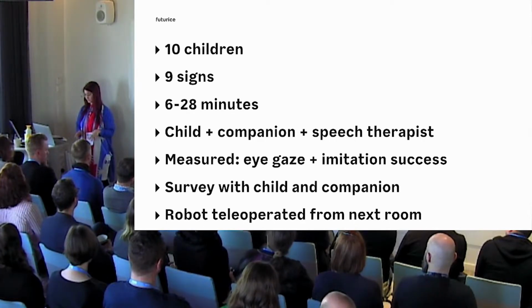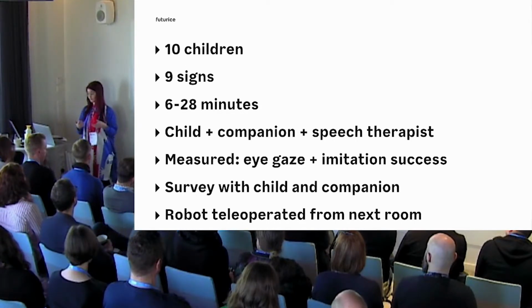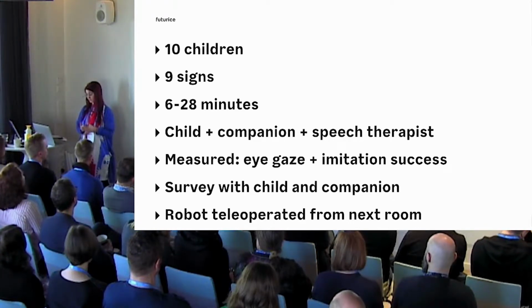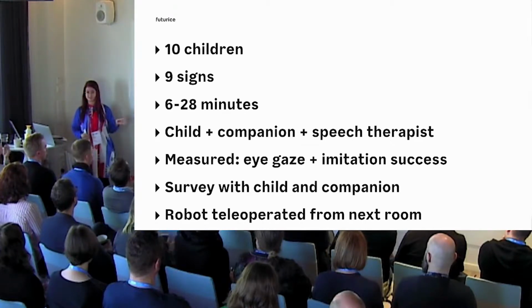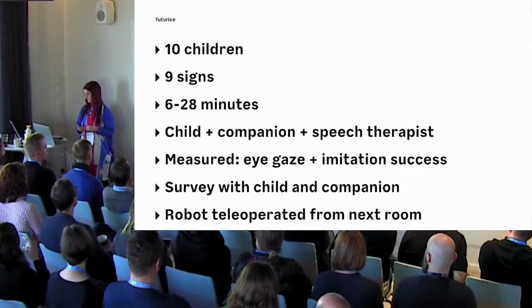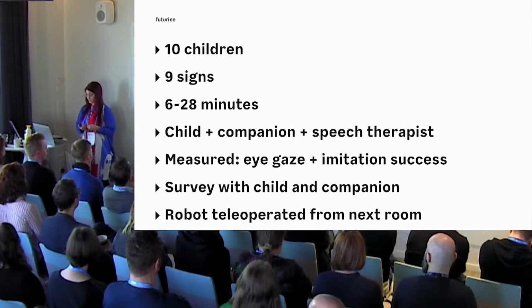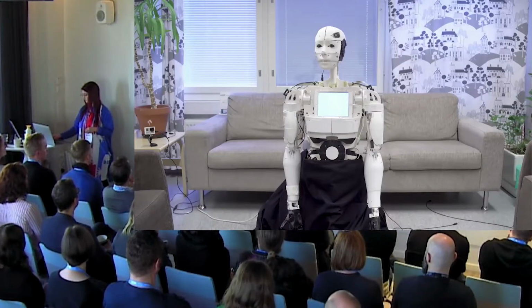Present in the experimentation room were the child, their companion, so their parent or other loved one, and a speech therapist. We measured the child's eye gaze and imitation success. So this was quite a scientific approach to measuring how well the robot is doing. We also did a survey with the child and their companion. And like I said earlier, the robot was teleoperated from the next room.